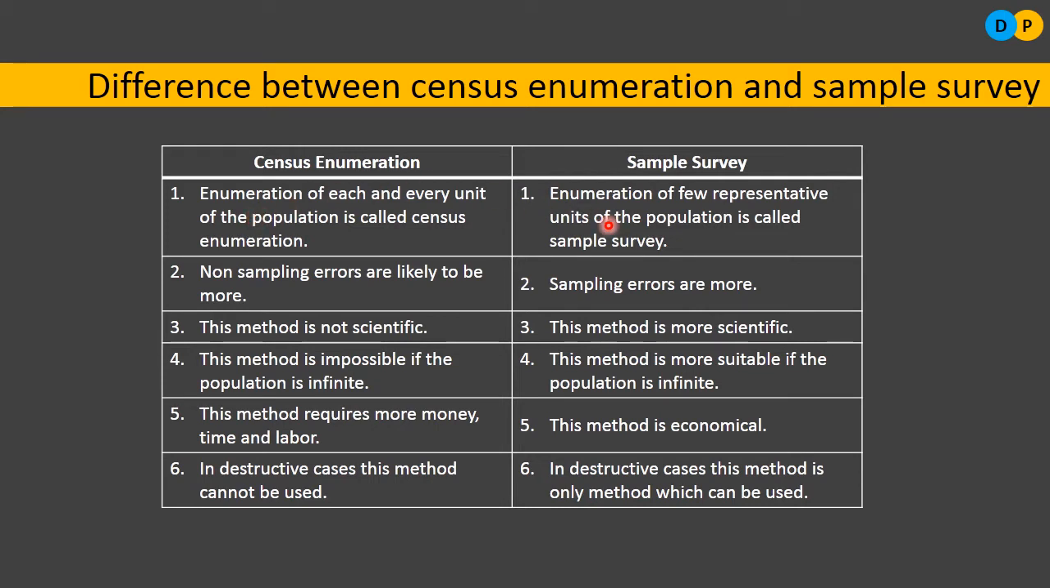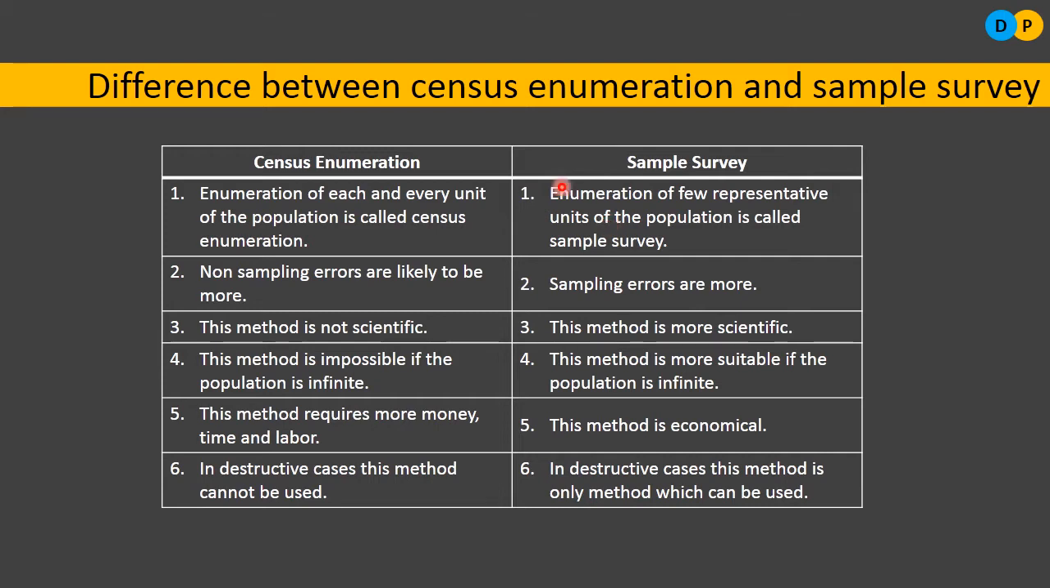On the other hand, what is sample survey? Enumeration or collection or gathering of data from a few representative units of the population is called sample survey. So in sample survey, we will not be working on the entire universe or the entire population, but on a few representative units of the population, and from those representative units we will be collecting the data. This is referred to as sample survey.